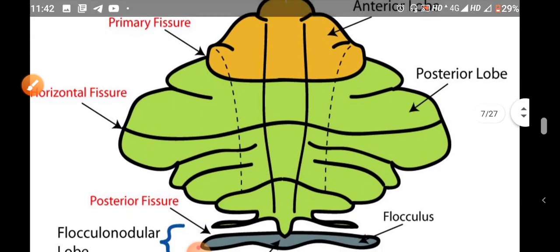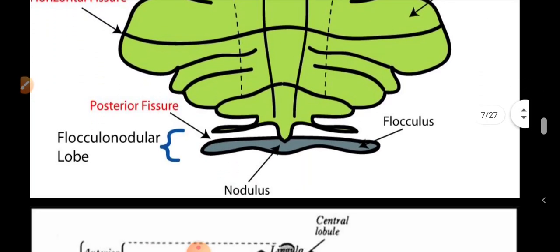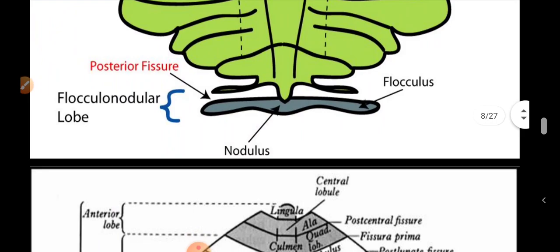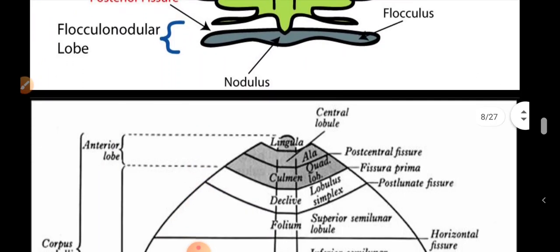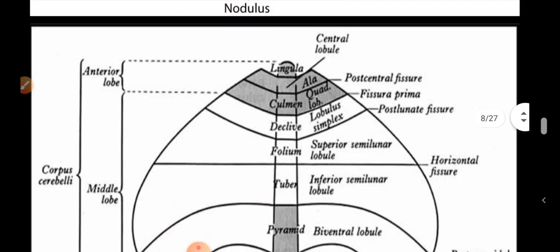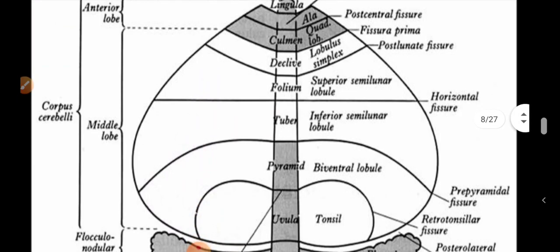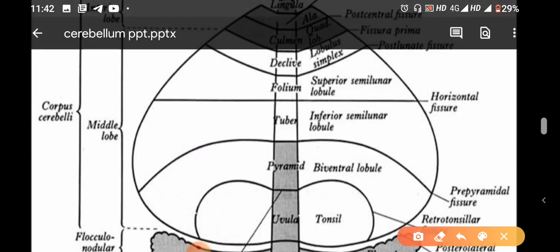So we have a primary fissure, horizontal fissure and posterior fissure. Now what are the anatomical parts of the cerebellum? The cerebellum consists of two cerebellar hemispheres and the median vermis. So this part is the vermis, the medial part is vermis, and these are the two cerebellar hemispheres.